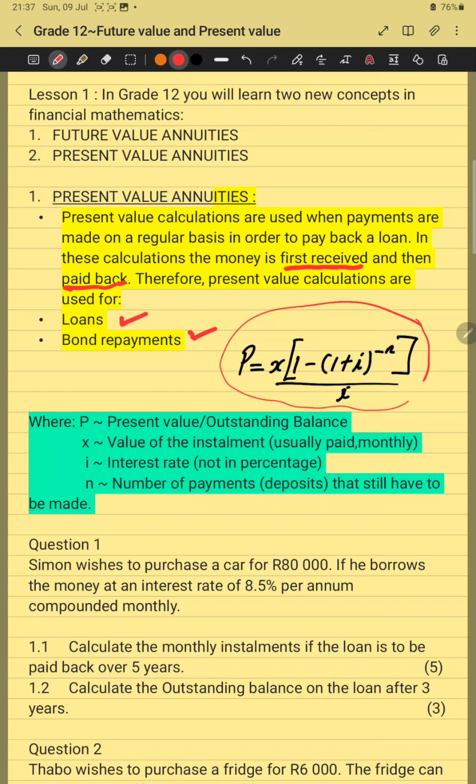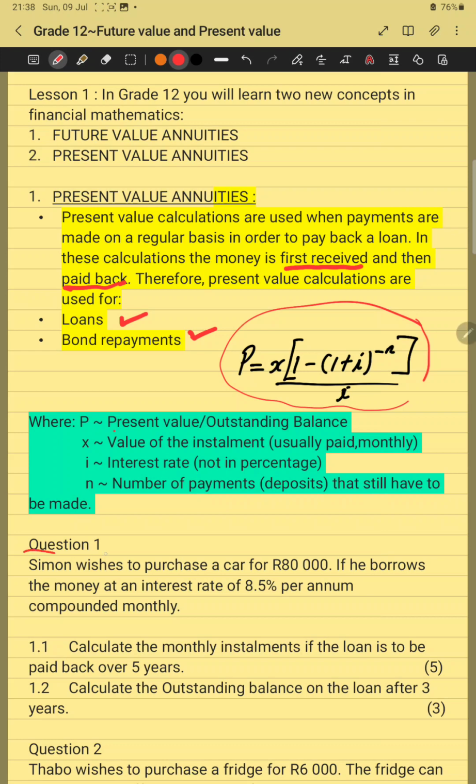And then P represents the present value. So this is the present value or outstanding balance. So when they say we must calculate the outstanding balance, they mean the P value. X is the value of the installment, usually paid monthly. I is the interest rate, and n is the number of payments that still have to be made. Now let's look at the first question.